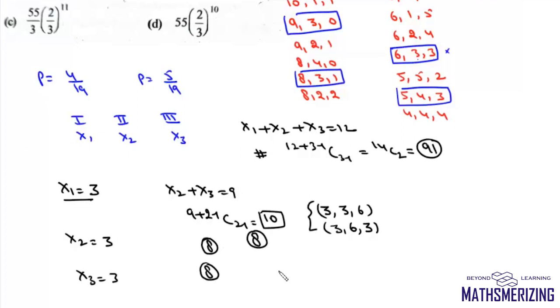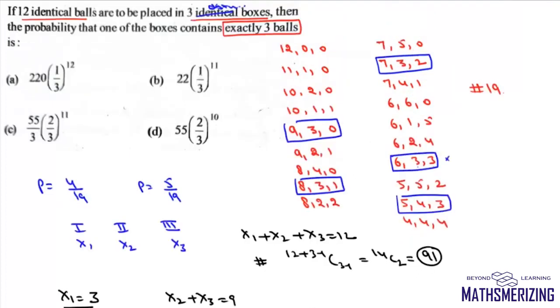So the required probability when exactly one of the boxes contains 3 balls will be 24 by 91. But if the question is at least one of the boxes contains exactly 3 balls, then we have to include all these 6 cases, and in these 6 cases, 3 of them are repetitions. So in that case, this probability will be 24 plus 3, 27 by 91. So this is also not it.